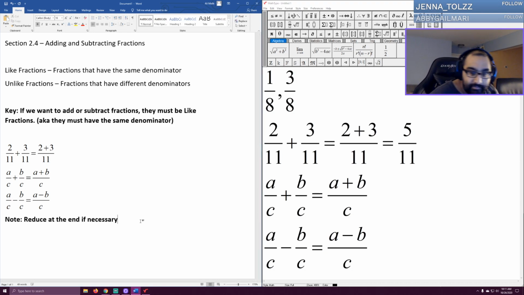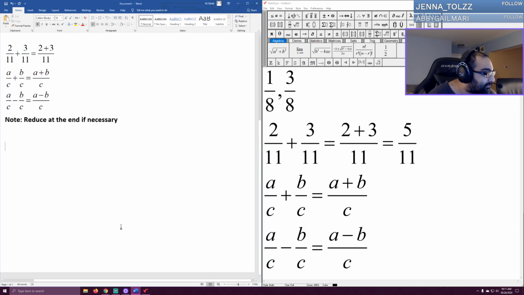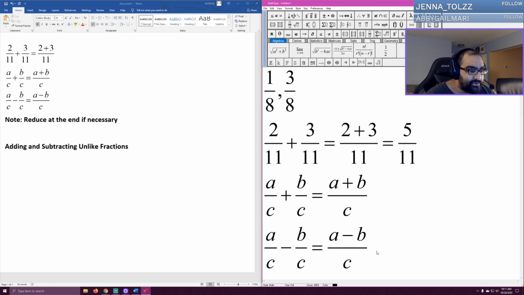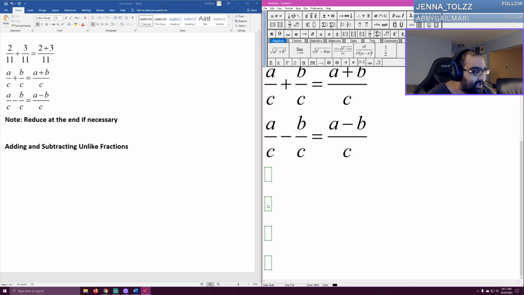Now let's talk about what happens if we have unlike fractions. Like fractions are pretty straightforward and require very little effort. Unlike fractions, though, are a little bit of a tougher story. So we're going to talk about a couple of other things for unlike fractions. Let's take a good example, add up some unlike fractions, and talk about how to solve it.